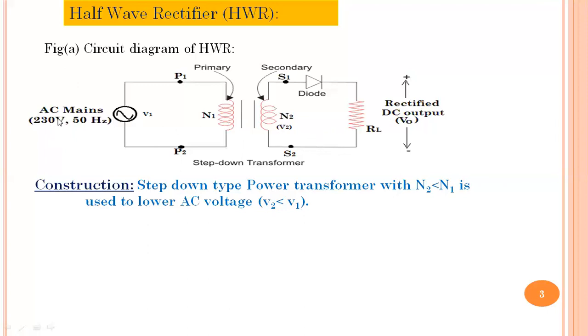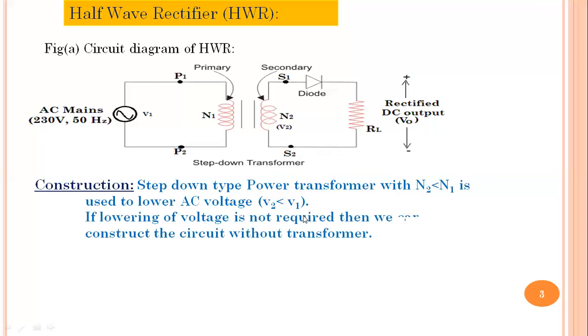Because we know that AC mains is of very high voltage, 230 volt, and the DC power supply we use in the laboratory mostly gives out very few volts, at the most a maximum of 30 volt DC. Therefore, to bring the very high voltage down to 30 volt, we must use a step down type of transformer. But in some applications, where lowering of the voltage level is not required, we can even construct this circuit without a transformer. We just connect a diode in the path of the AC input supply. Then at the output, we will get the rectified output.